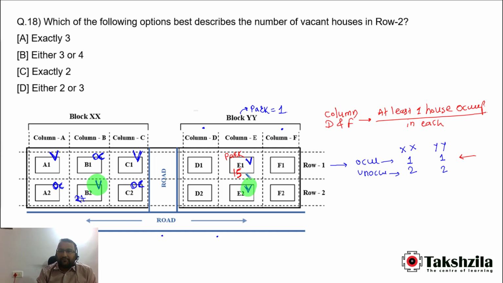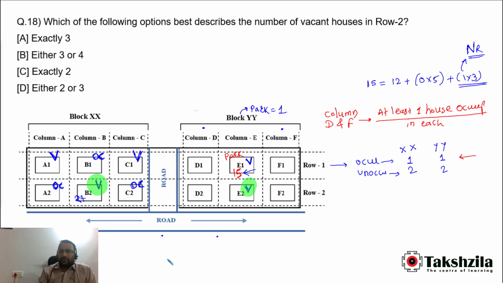Over here, this 15 is a combination of what? This 15 is 12 plus 0 into 5 plus 1 into 3. It means how many neighbors are occupied? One neighbor is occupied. This is the neighbor rating, neighbor index, whatever the term used over there. So for the house E1, exactly one occupied neighbor is there.